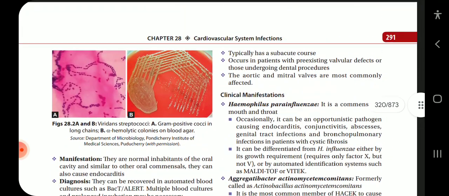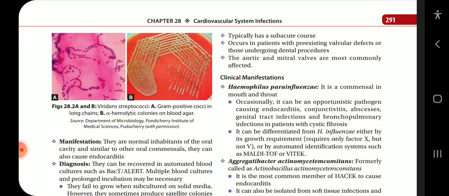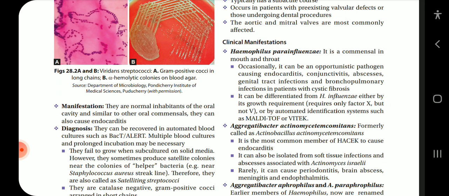It typically has a subacute course and occurs in patients with pre-existing valvular defects or those undergoing dental procedures. The aortic and mitral valves are most commonly affected. Clinical manifestations: Haemophilus parainfluenzae is a commensal in the mouth and throat. Occasionally, it can be an opportunistic pathogen causing endocarditis, conjunctivitis, abscess, genital tract infections, and bronchopulmonary infections in patients with cystic fibrosis. It can be differentiated from Haemophilus influenzae by its growth requirement, requiring only factor V but not factor X, or by automated identification systems such as MALDI-TOF or Vitek.